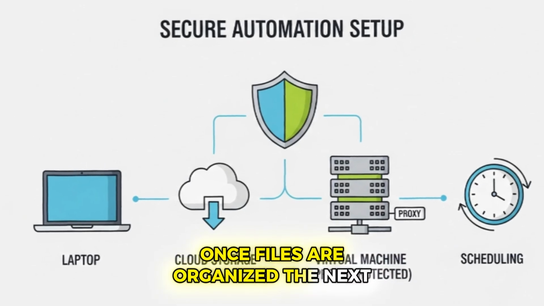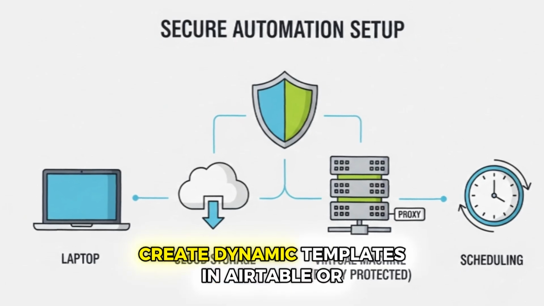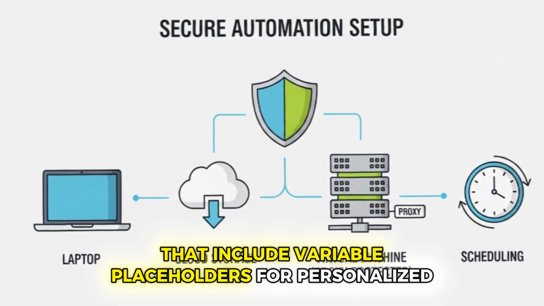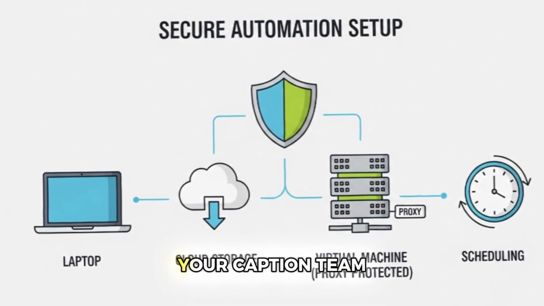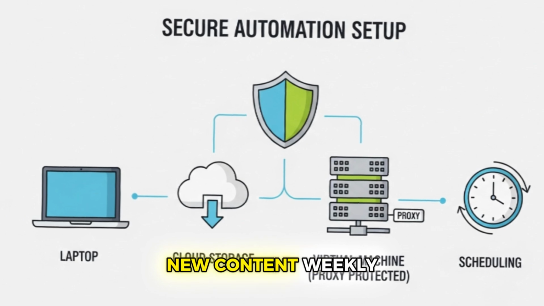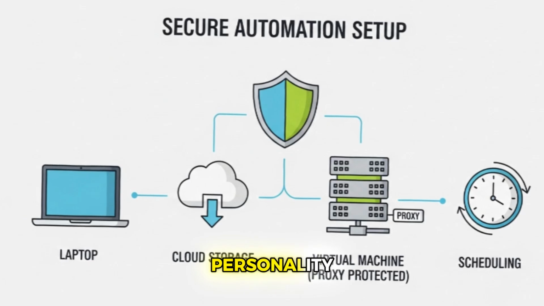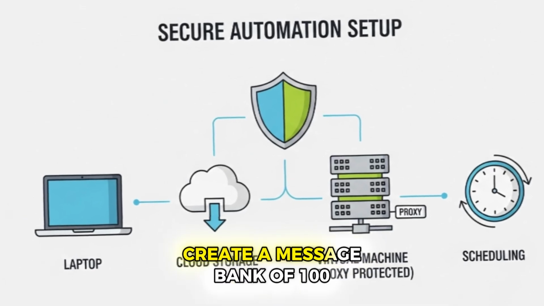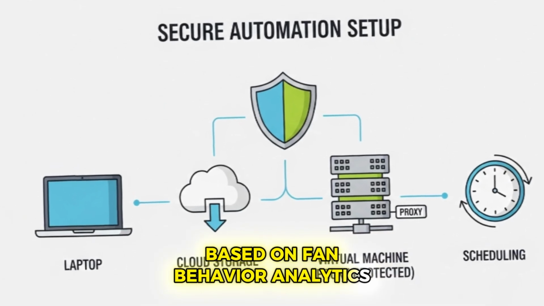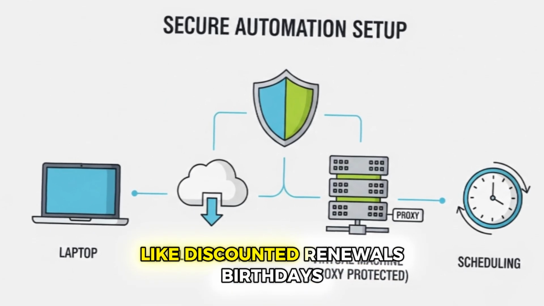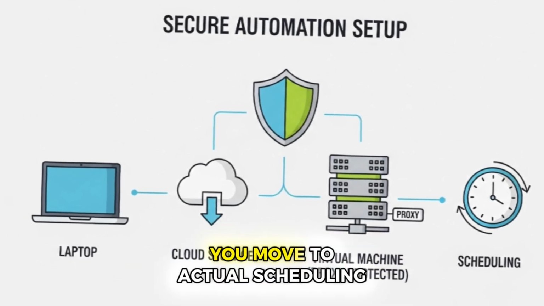Once files are organized, the next layer is scripting captions, messages, and calls to action using content templates. Create dynamic templates in Airtable or Notion that include variable placeholders for personalized content such as model name, tease line, post type, and price. This allows your caption team or virtual assistants to plug in new content weekly without writing from scratch every time. Standardize the tone per model and ensure all content reflects their personality. Even if automation is doing the heavy lifting, create a message bank of 100 to 200 pre-approved captions that rotate seasonally, based on fan behavior analytics, time of day, or promotion cycles like discounted renewals, birthdays, theme drops, or referral incentives. Now that content and captions are handled, you move to actual scheduling.